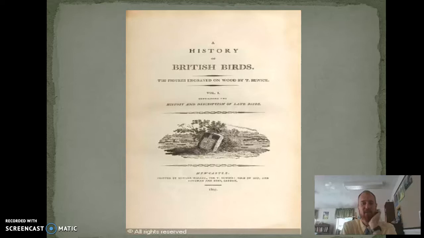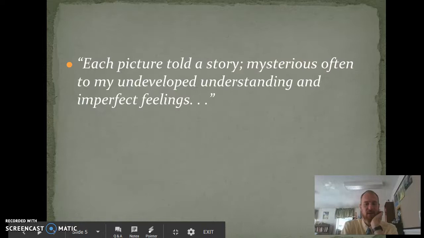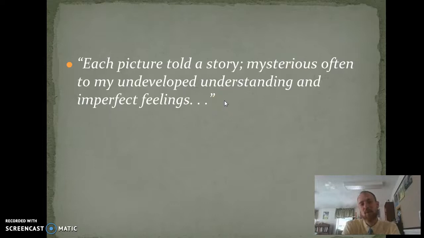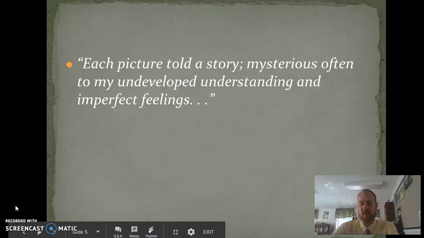And so I wanted to try and draw your attention to an interesting quote where Jane narrates, "Each picture told a story, mysterious often to my undeveloped understanding and imperfect feelings." In this quote, we run into a very typical romantic idea, which is that we as human beings have a very complex, almost infinite way of experiencing the world. That's full of depth and mystery, and oftentimes it could go beyond our understanding and our ability to explain it with words. This is a really important concept that the Romantics wanted to bring up in their work.